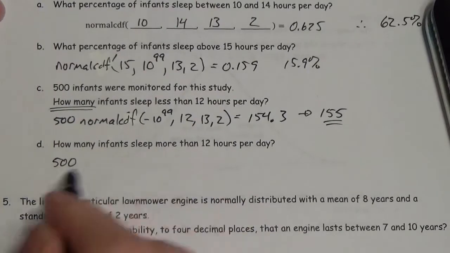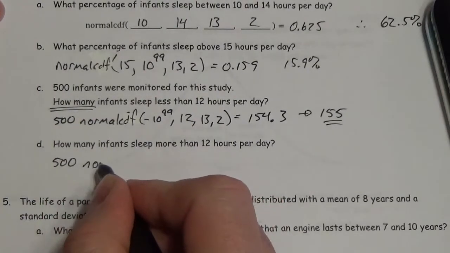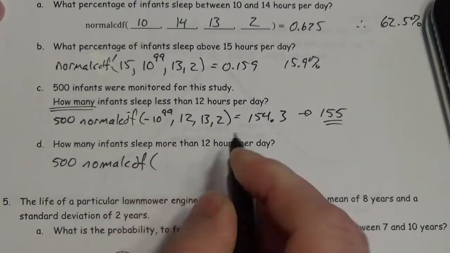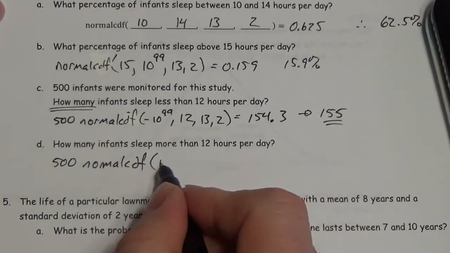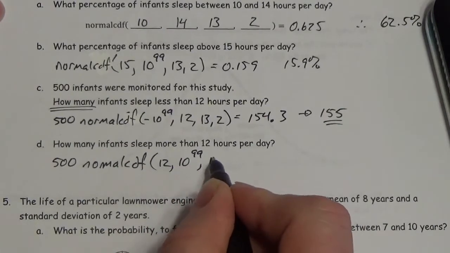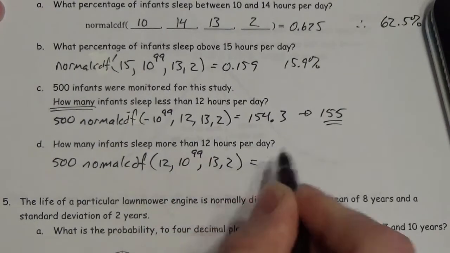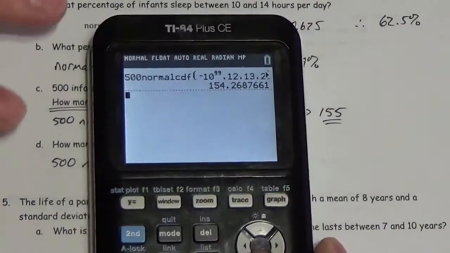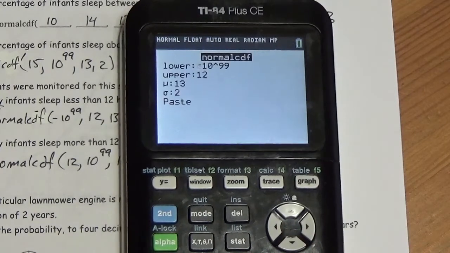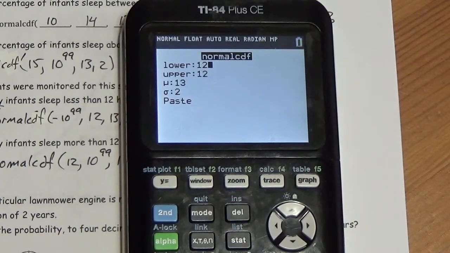And now finally here, how many infants sleep more than 12 hours per day? Okay, we're still assuming we've got 500 there, so this will be 500 times the normal CDF. There, I did it right this time. More than 12 means 12 is the low end. 10 to the 99 is the high end. 13 and 2. This will go back to the calculator here, and again, this will be 500 multiplied by the normal CDF. This time 12 is the low bound. Okay, the high bound will be 10 to the 99.